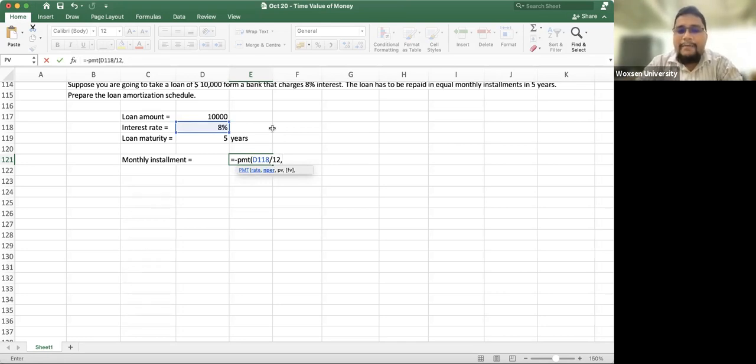So far we have used year as a standard period. Now we are getting month as a standard period, right? So the rate is this one. Then number of payments. How many payments? Is it 5? How many payments? 60, sir. So how do you get that? Number of years times 12. Okay, times 12.